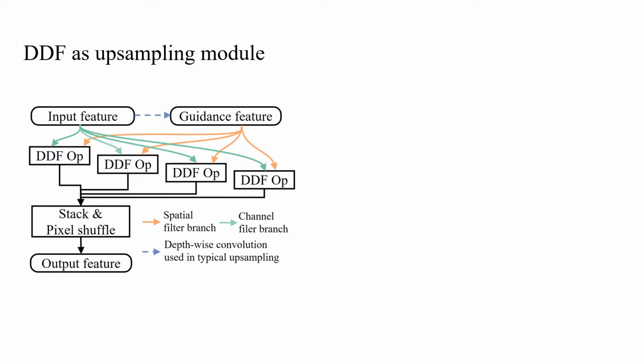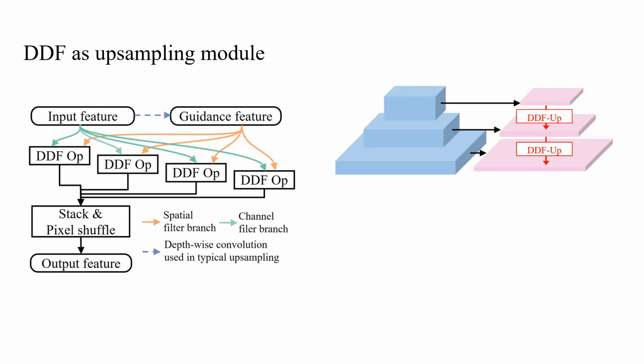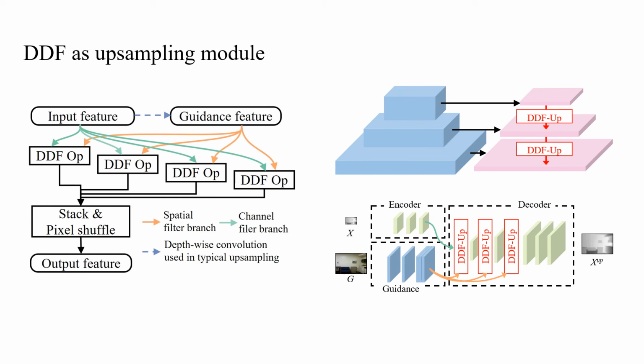We present two applications in object detection and joint depth upsampling. In object detection, we embedded DDF up into the top-down path of FPN for feature upsampling. In joint depth upsampling, we use a similar network architecture as PAC-net, where we employ our DDF up modules to replace the PAC joint upsampling modules.